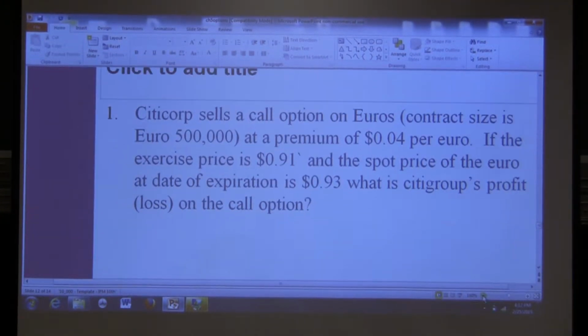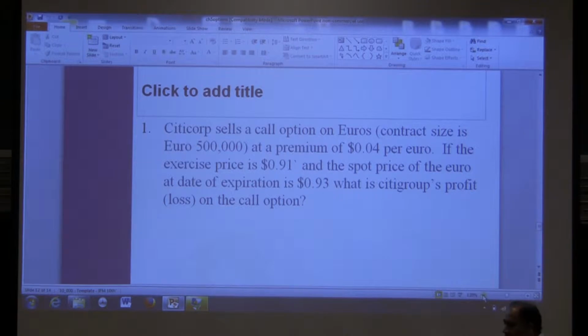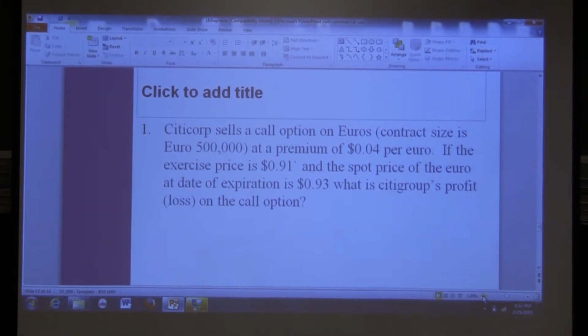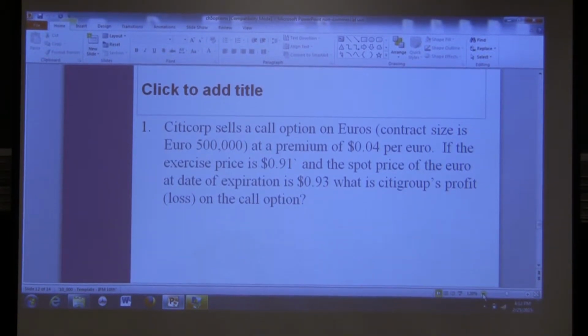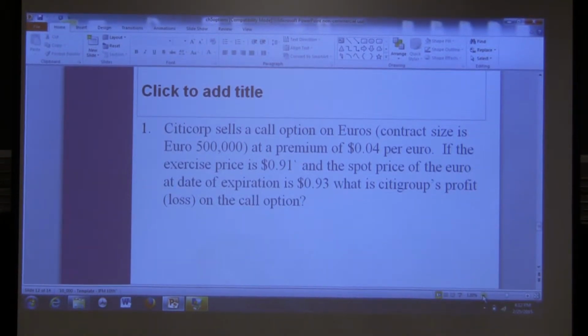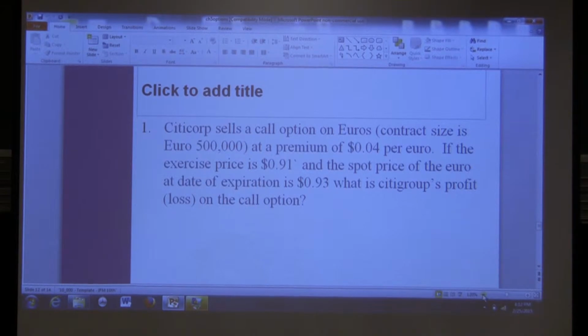What we'll do is go through some examples and look at options. I think I have 3 examples here. So the first one: Citicorp sells a call option on euros at a premium of 4 cents per euro. If the exercise price is 0.91 and the spot price of the euro at expiration is 0.93, what is Citigroup's profit or loss on the option?